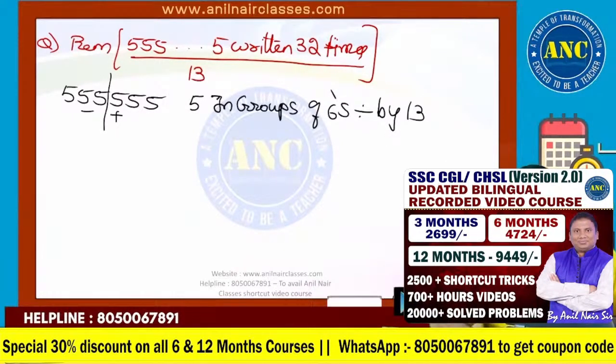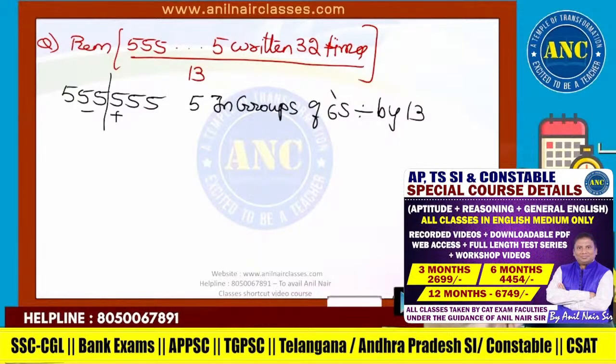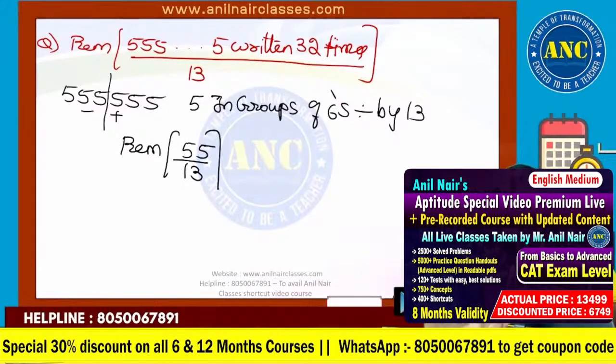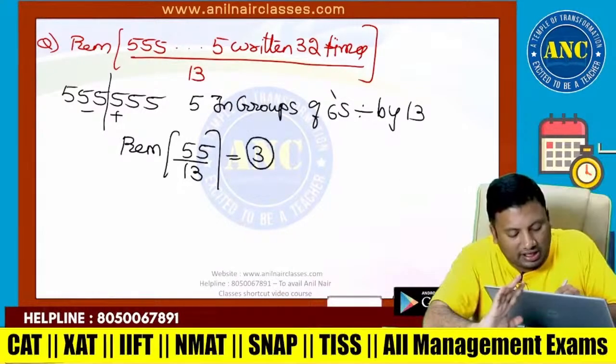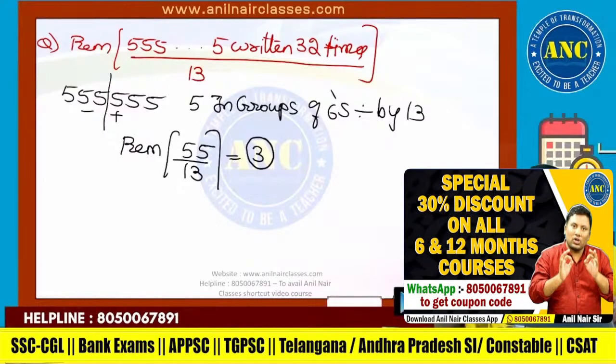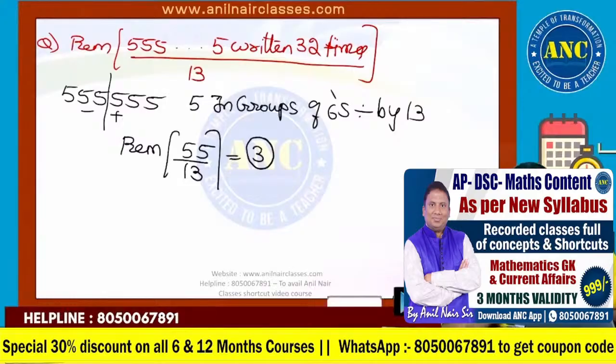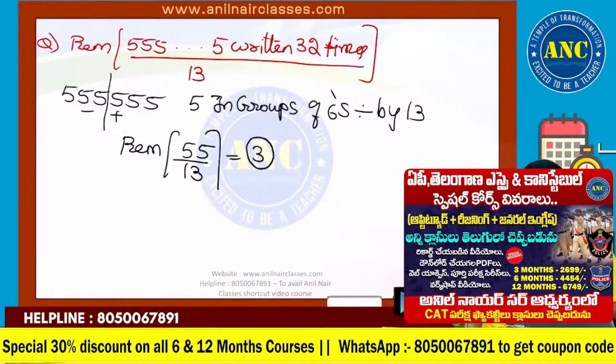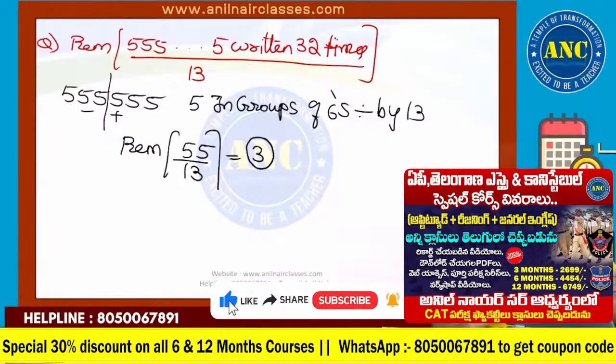Am I right? What is the multiple of 6 that goes up to 32? 6 fives are 30. The remaining is 55. 55 divided by 13: 13 fours are 52. What is the remainder? 3. 5 written in groups of 6 is divisible by 13, and 5 written in groups of 12 is divisible by 13. The remainder is 3.